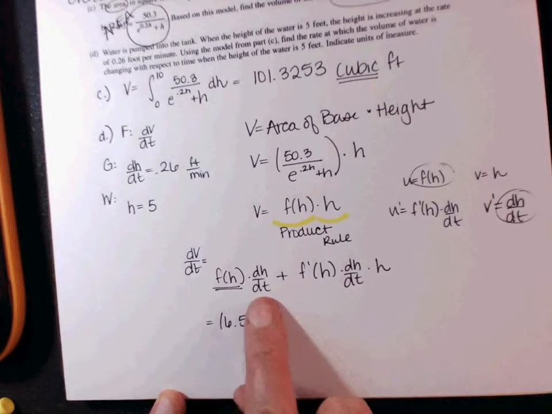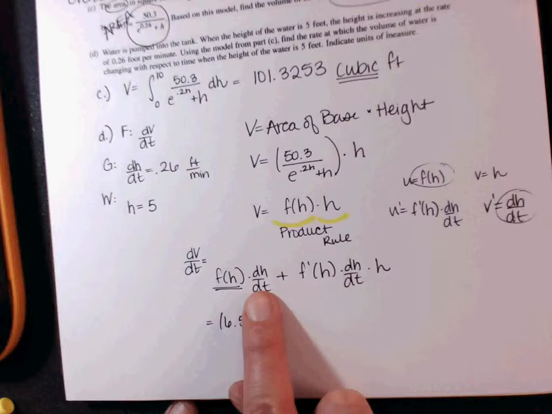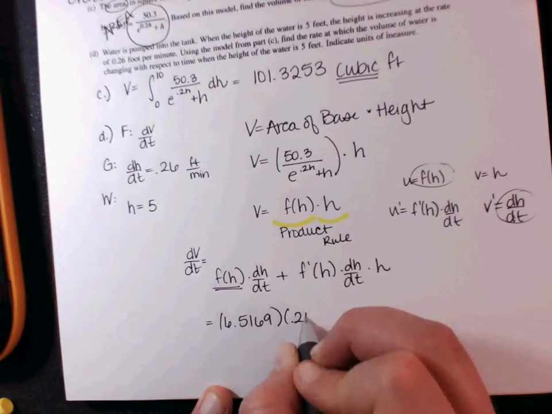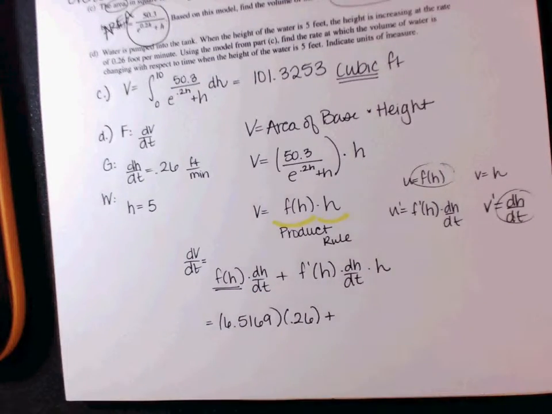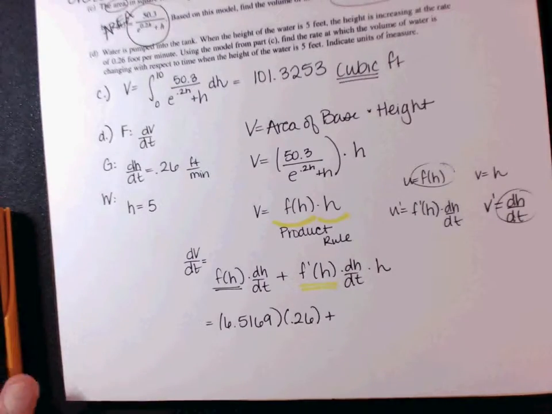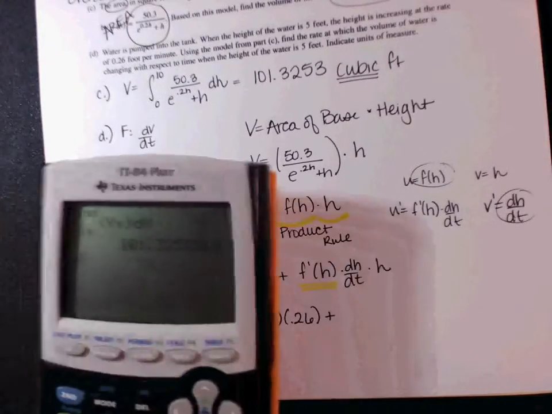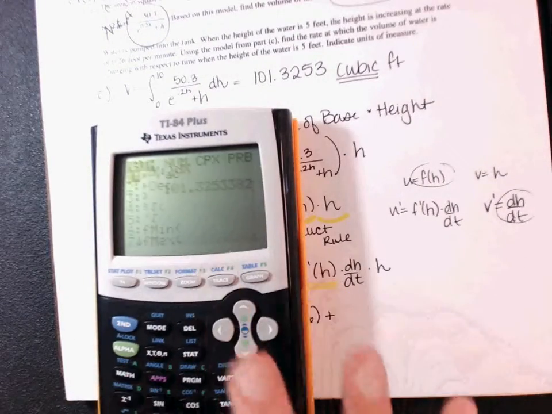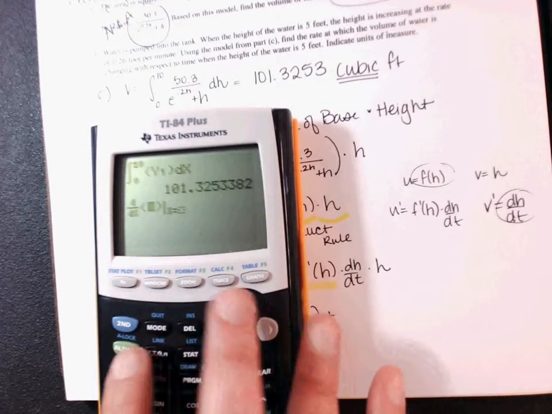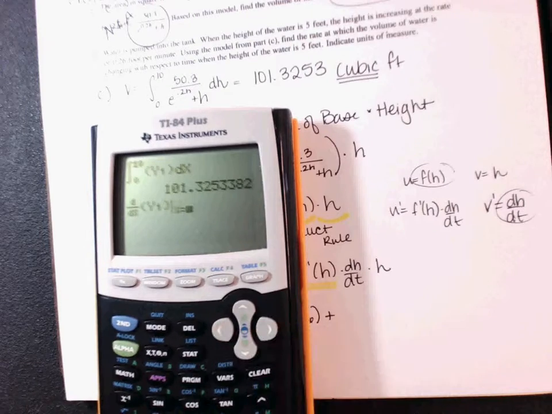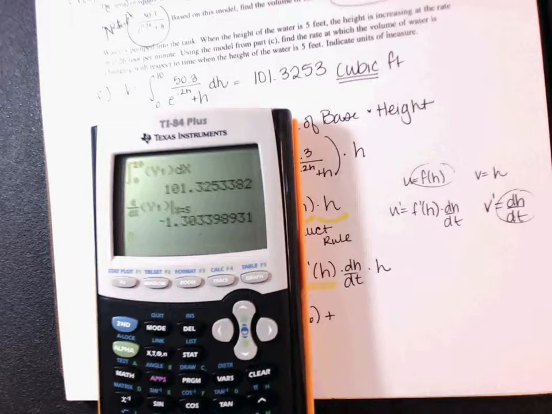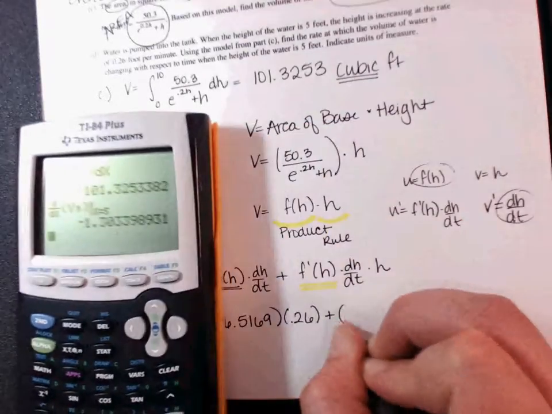So that's what I'm going to put here. 6.5169. Then what's my dh/dt? They gave me that. That's 0.26, plus. Then when I get to my f prime, where am I going to find that in the calculator? I have f typed in. I need to take the derivative. Good. So for f prime, I'm going to do math 8, d/dx of my function y1 at 5, because remember, f prime of 5 would be like the derivative. So negative 1.3033.